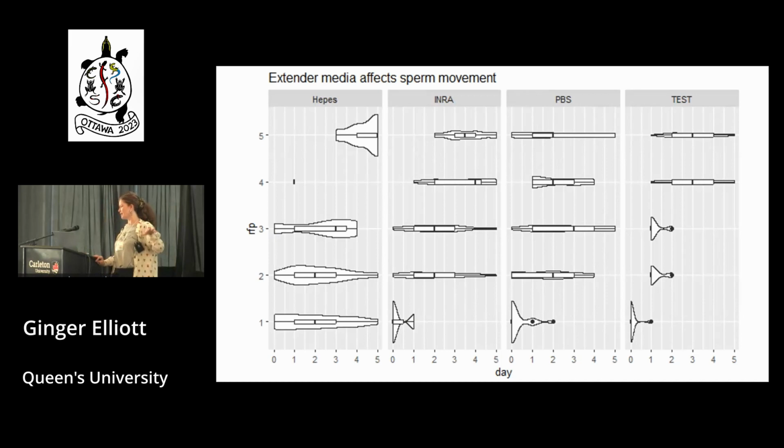So if we're using phosphate buffered saline, PBS, that's the third column. There's huge variability. It's not consistent. It doesn't seem to have a reliable preservation of the semen. Whereas if you look on the other end at Hepes, the bovine sera solution is able to support a lot more of the consistent movement over time when stored at 4 degrees in a fridge.